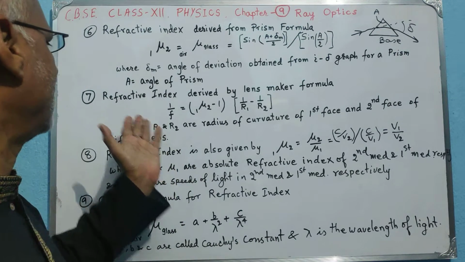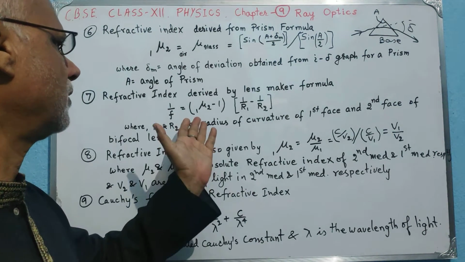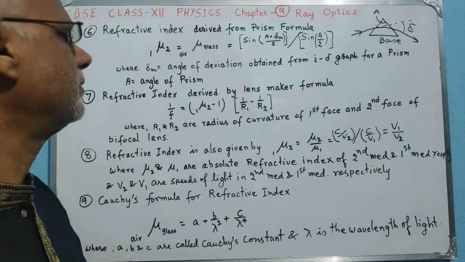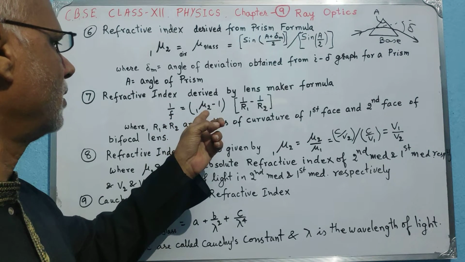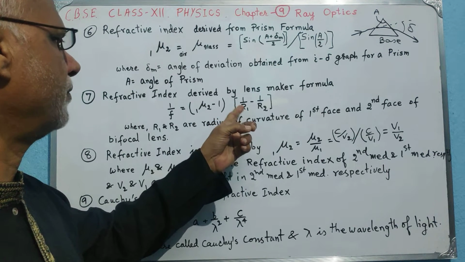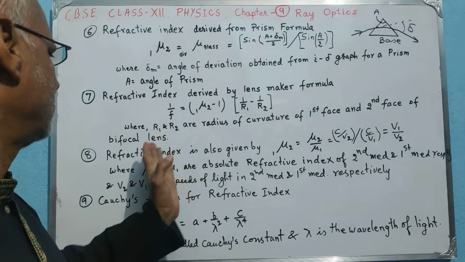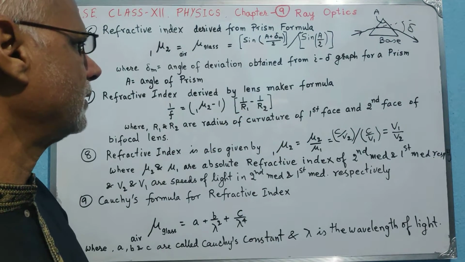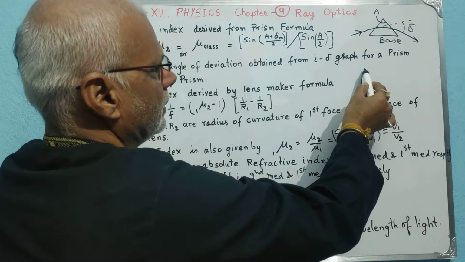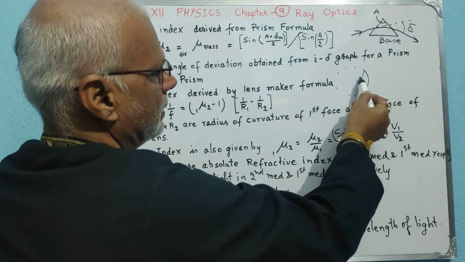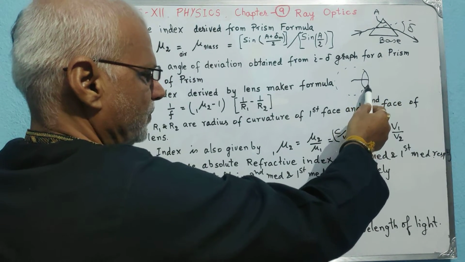So next is refractive index by the lens maker formula. We will derive this relation also, which is quite extensive. Here we have it in terms of refractive index and the radius of curvature of the first surface and the second surface of the lens. Here R1 and R2 are the radii of curvature. Say we have a lens like this, then the radius of curvature is nothing but the radius of that sphere whose part this surface has been cut out from.